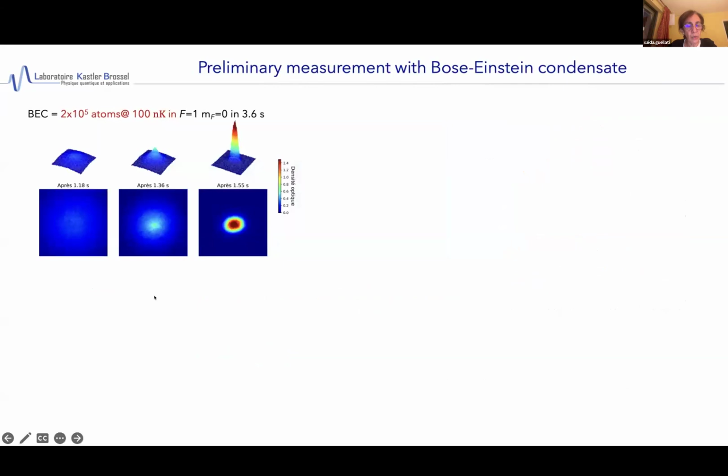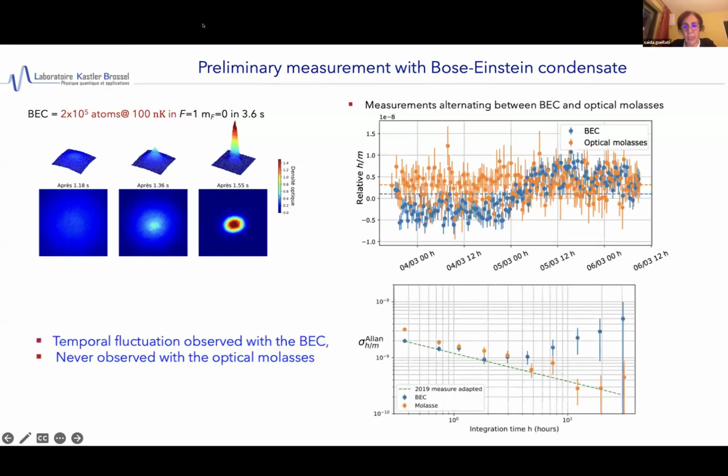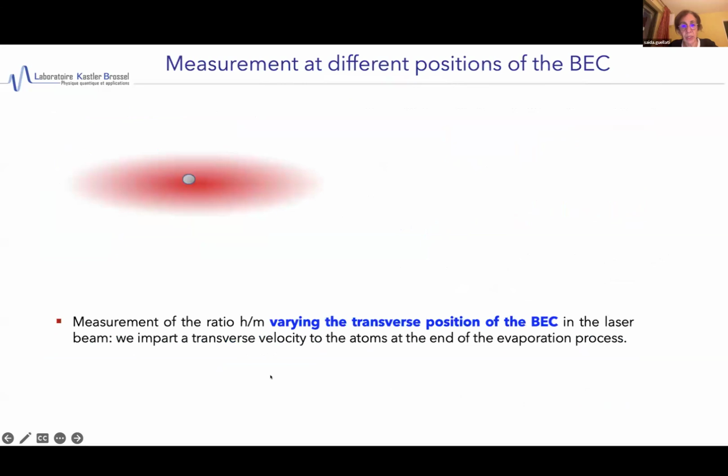And recently, we tried to do measurements with a Bose-Einstein condensate. We did a measurement by alternating Bose-Einstein condensate and optical molasses. What we see is that for optical molasses, the mean value is still constant. Here we did measurements over all the week, but for the condensate, we see some fluctuation. And we show that we observe for the first time a temporal fluctuation of h/m by using a Bose-Einstein condensate. We never observed this fluctuation with optical molasses. And we try to understand what happened.